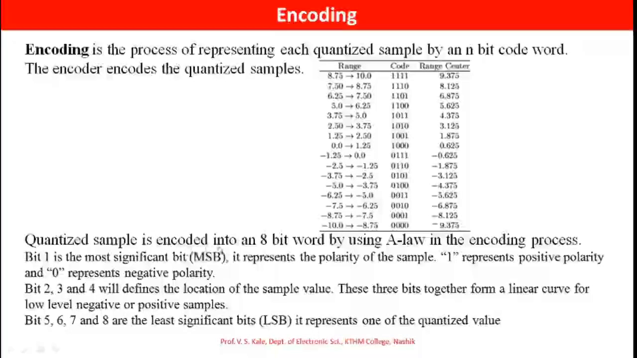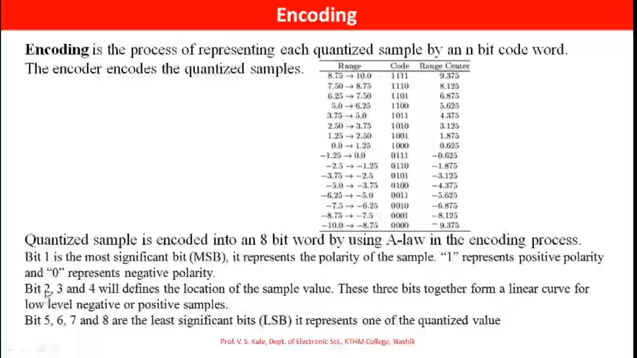Quantized sample is encoded into an 8-bit word by using A-law in the encoding process. Bit 1 is the most significant bit, that is MSB. It represents the polarity of the sample. If MSB is 1, it represents positive polarity, and if it is 0, it represents negative polarity. So these bits are representing positive, these bits will represent negative.